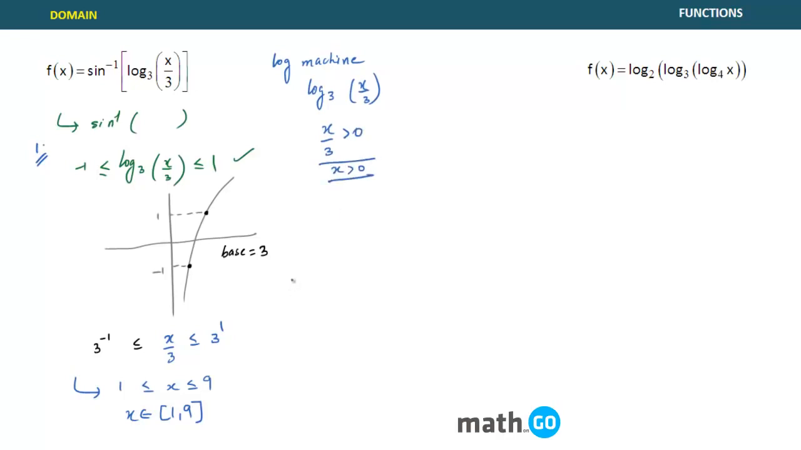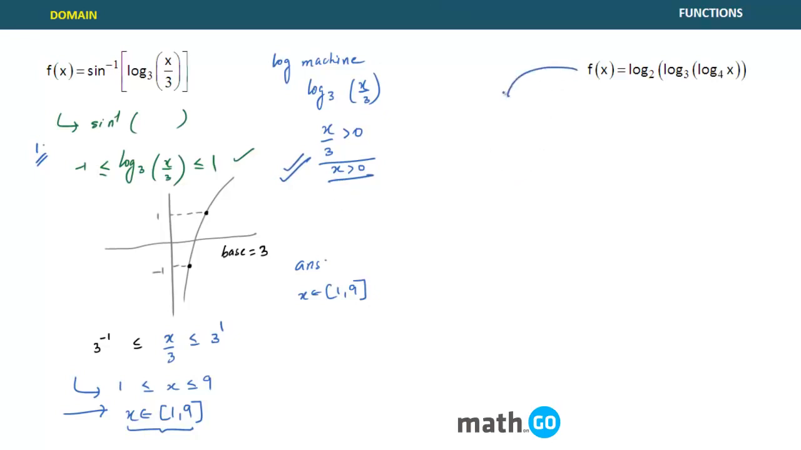So the log machine will work when x is greater than 0. The sine inverse machine is working when x lies between 1 to 9. So the net answer, taking the intersection of these two, will be x belongs to 1 to 9. Now you can confidently say that this is the answer, because for this the log machine will work, not a problem. Okay, this is how you solve these kinds of questions. Again, a very simple one.